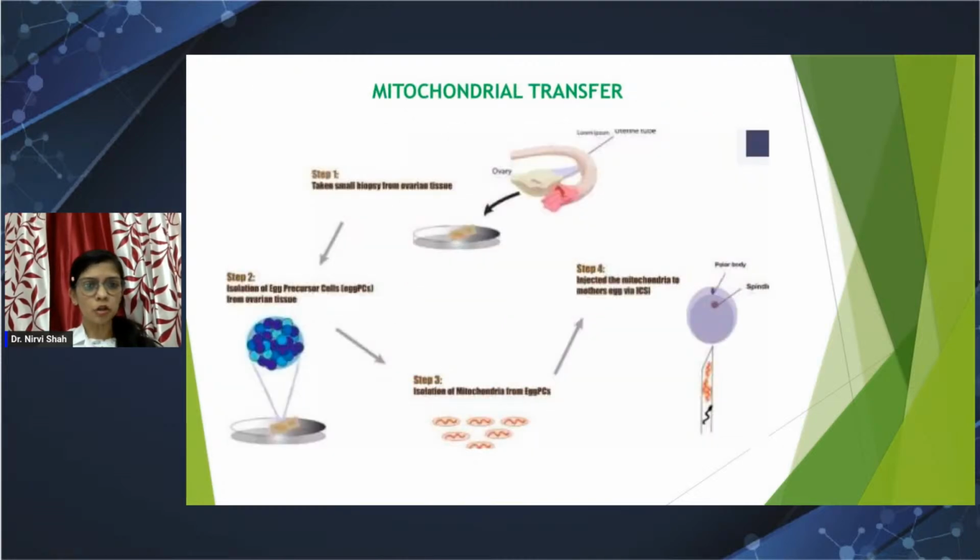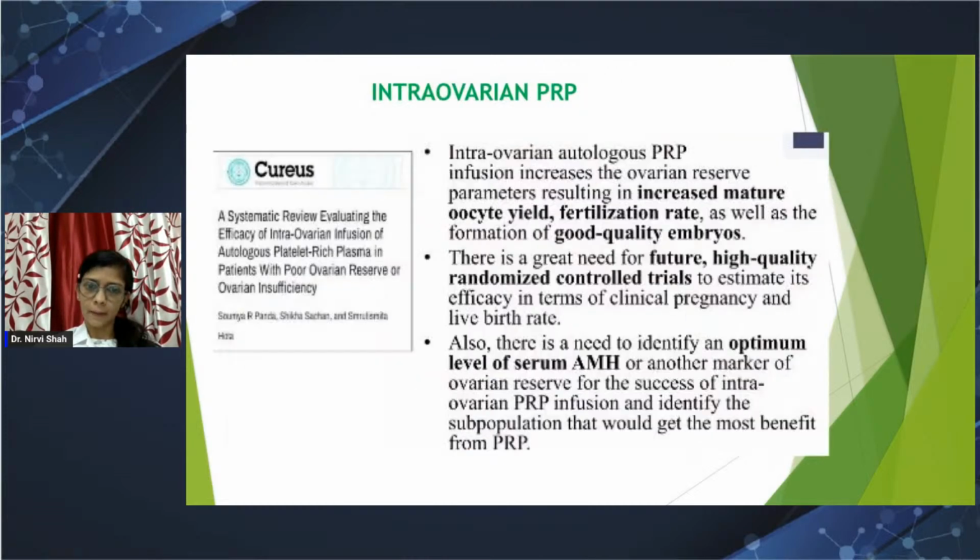Same is with the mitochondrial transfer, where they remove the mitochondria from the eggs. Okay, identify the preantral follicle, remove the mitochondria from the eggs, then put that mitochondria during the ICSI into the mature oocyte. However, this also requires a lot of studies.